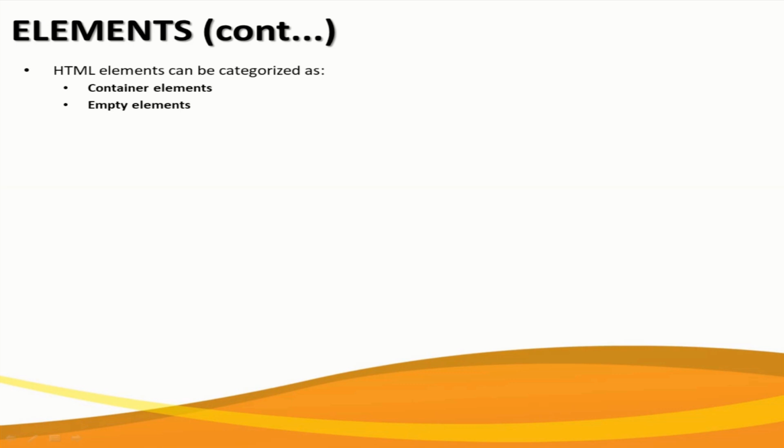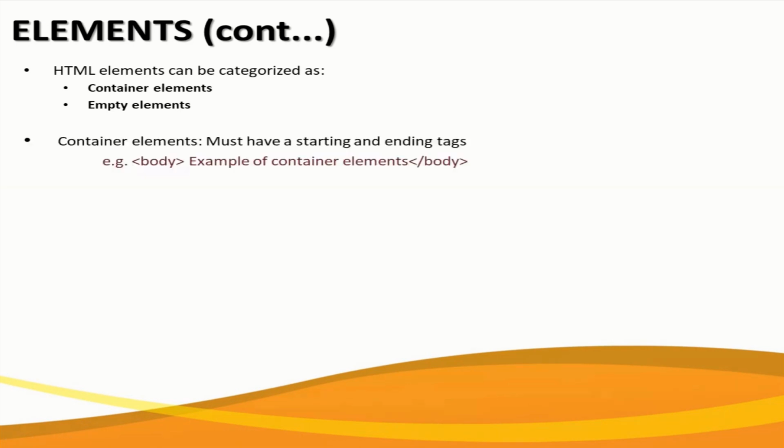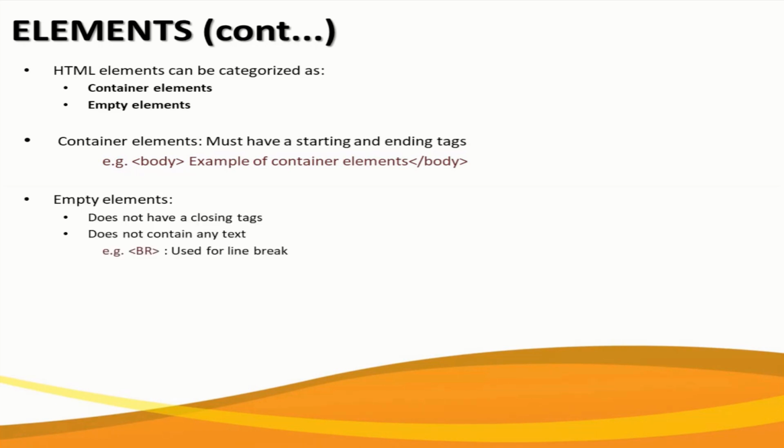Two types of elements are there, container element and empty element. A container element must have a starting tag and an end tag, like we have discussed about elements. Here is an example of the body element, which has an opening tag and a closing tag. An empty element does not have any closing tag and it does not contain any text. An example of an empty element is the br tag, which is used to give a line break. It works like Enter, which we use to break that line and move the cursor to the next line.